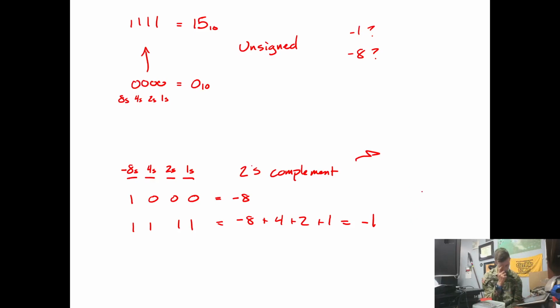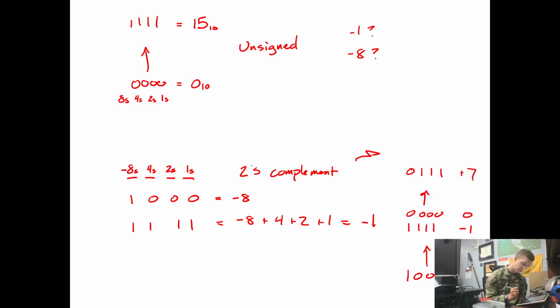And so for 2's complement, the best way that I think about this is I've got 1, 0, 0, 0 all the way at the bottom, -8. This goes up to 1, 1, 1, 1, which is -1. All zeros is 0. And the greatest positive number I can represent with 2's complement is all ones with a 0 in front. 0, 1, 1, 1 in this case is +7.